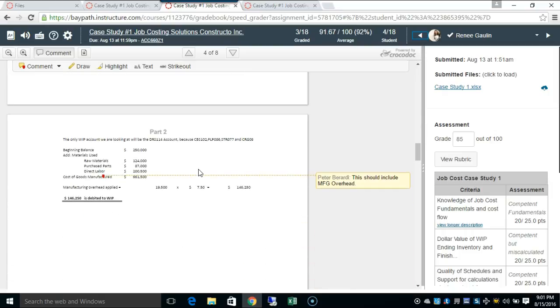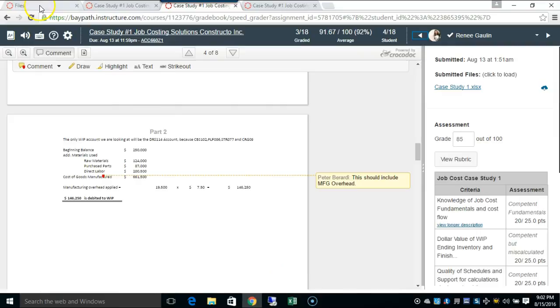And then part two, the WIP account. You correctly identified DRS 114 as the balance in the WIP account. And you got the right information with beginning balance. You picked up the raw materials correctly, purchased parts, direct labor, and you calculated the cost of the manufacturing overhead, except you didn't put the manufacturing overhead in your cost of goods manufactured.